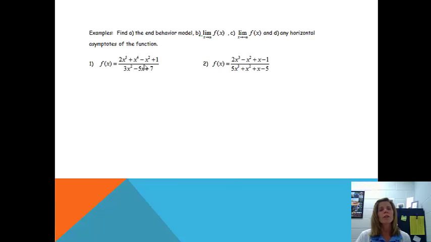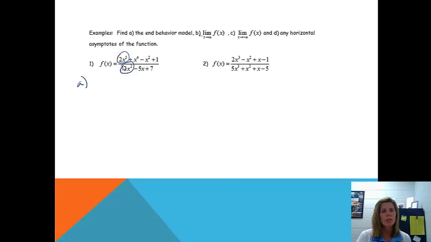First of all, we're going to find the end behavior model. We will then find the limit as x approaches infinity, and x approaches negative infinity, and then we will also find any horizontal asymptotes of the function. So we're going to do all those. So first of all, the end behavior model. What we're going to be doing is using what I had just talked about. When we're talking about end behavior, we're just going to look at the highest power of the problem. So if I look in the numerator, the highest power is the x to the fifth. So we really only care about the 2x to the fifth. And if I look in the denominator, I really only care about the 3x squared because that's the one with the highest power.